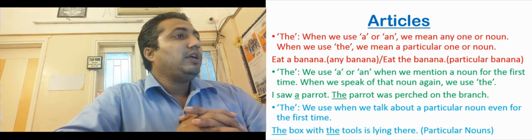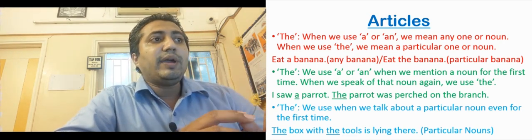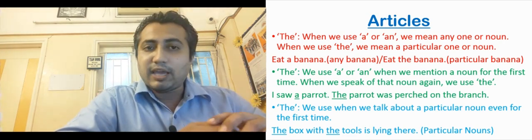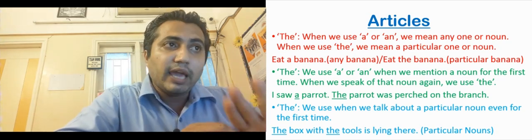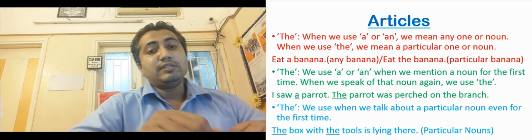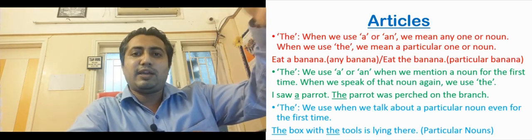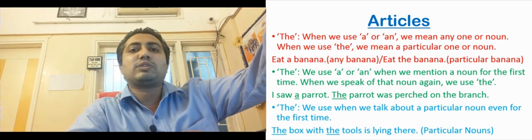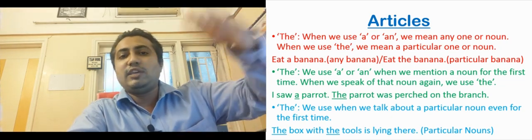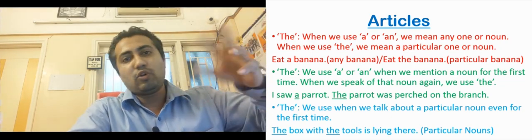Then we use a or an when we mention a noun for the first time. When we speak of that noun again, we use the. ओके, जैसे हम first time जब कोई noun के बारे में बोल रहे हैं, starting ही कर रहे हैं उसके बारे में, तो first time जब उसका नाम लेते हैं we use a या तो an, depending on consonant और vowel sound.